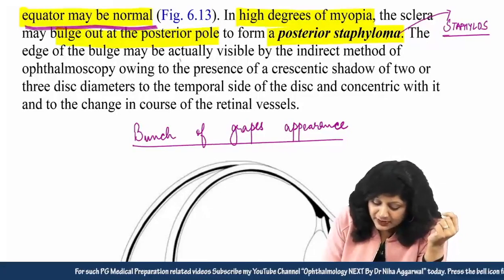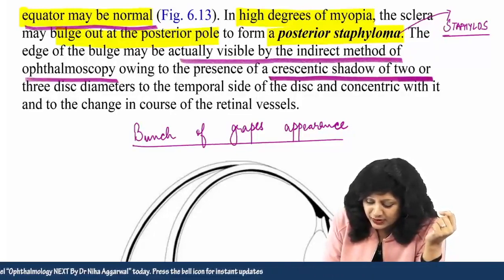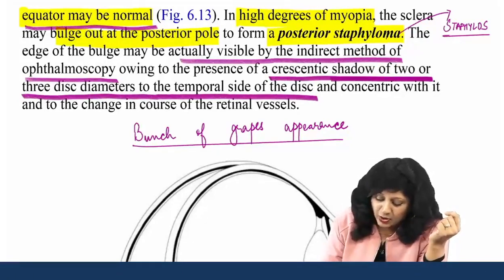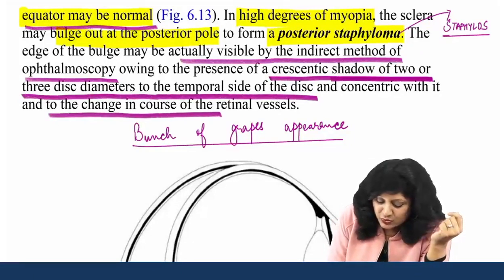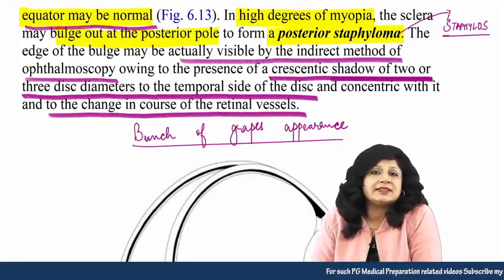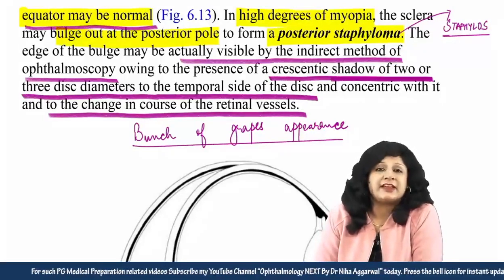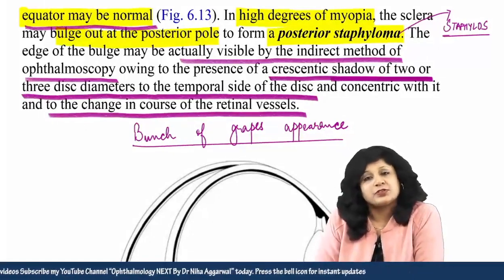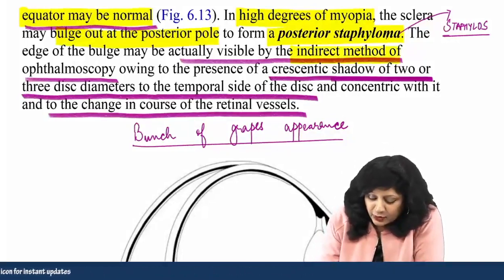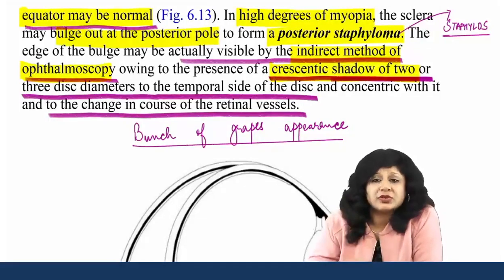The edge of the bulge may actually be visible by the indirect method of ophthalmoscopy, owing to the presence of a crescentic shadow of 2 or 3 disc diameters to the temporal side and concentric with it, and to the change in course of the retinal vessels. Now how will you see this posterior staphyloma? You can find out the bulge of the sclera on the posterior side, posterior to the equator, by indirect ophthalmoscopy. The indirect method will show a crescentic shadow of about 2 to 3 disc diameters.